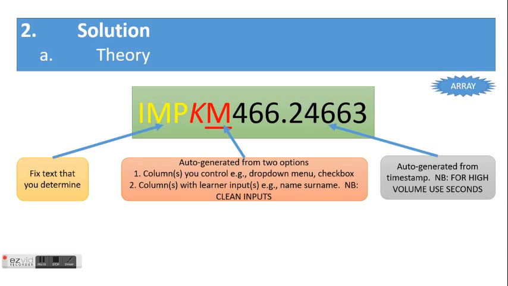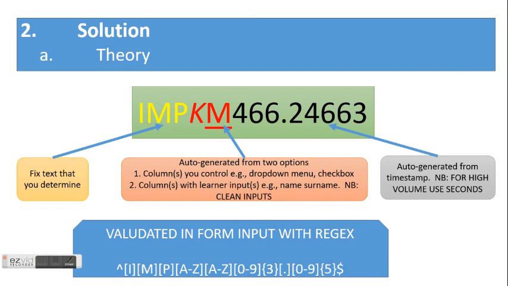As I say, there are two options to get the auto-generated letters. You go to a control column that you control, for example, a drop-down menu with checkbox, where you know all the letters start in capital letters or small letters, but in this case we prefer to make the case easy and simple. After having input your array formula, you then go back to the form, and then in the input question you put the following regex formula.